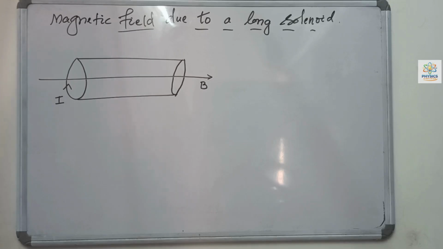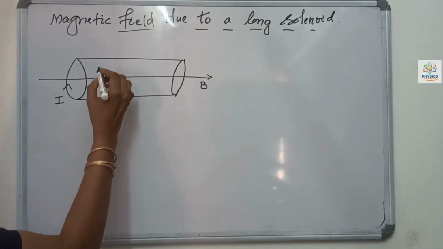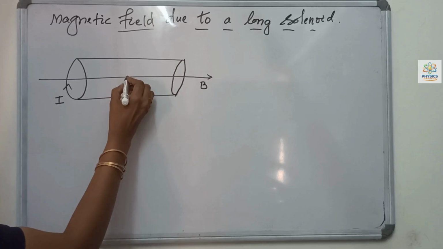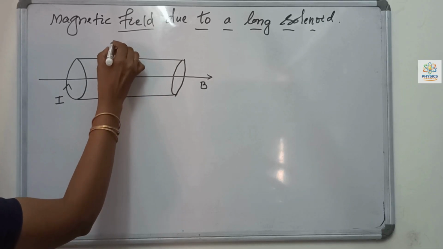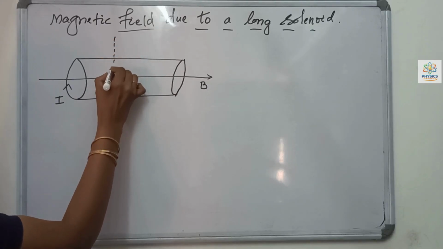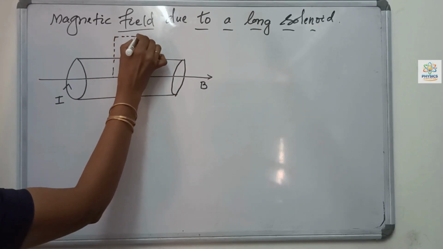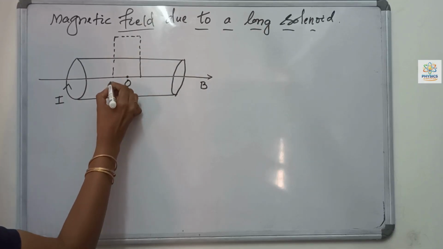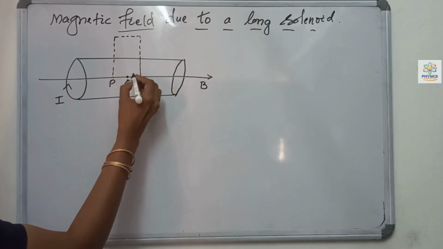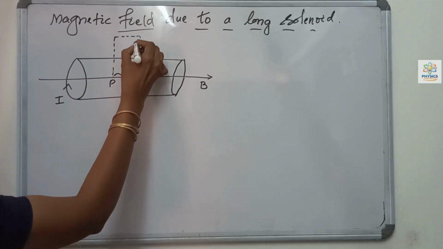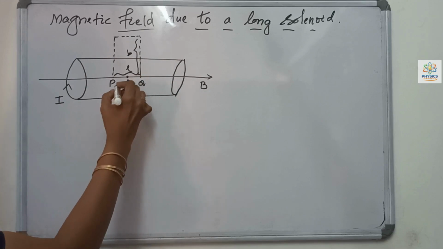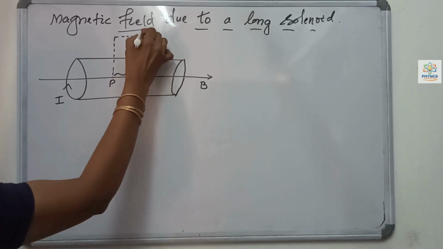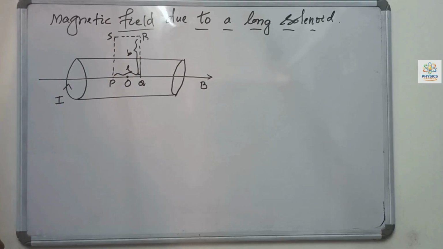To calculate the magnetic field intensity inside the solenoid, let us consider a point O. Around the point O, we have to imagine a rectangular closed loop. The length of the closed loop is taken as L, and the breadth of this rectangular closed loop is taken as B. So PQRS is the imaginary closed loop.